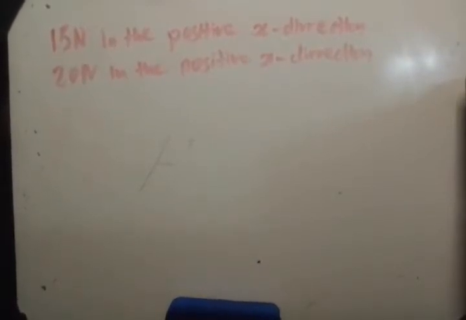So let's look at this scenario. We have two forces. One of them is 15 newtons in the positive x direction, and the other one is 20 newtons in the positive x direction as well. If they ask us to find the resultant using the head-to-tail method, this is how we do it.